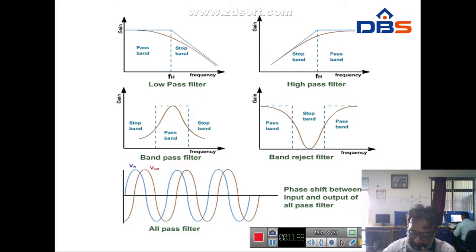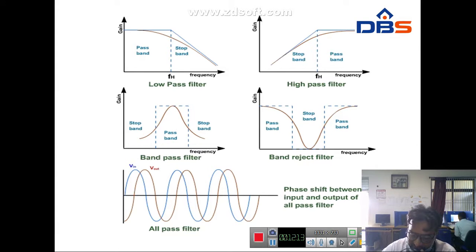In the case of a band reject filter, it performs exactly opposite to the band pass. That is, it has the stop band between two cutoff frequencies, fh and fl, and two pass bands. The two pass bands lie at 0 less than f less than fl, and f greater than fh. The band reject is also called a band stop or band elimination filter.